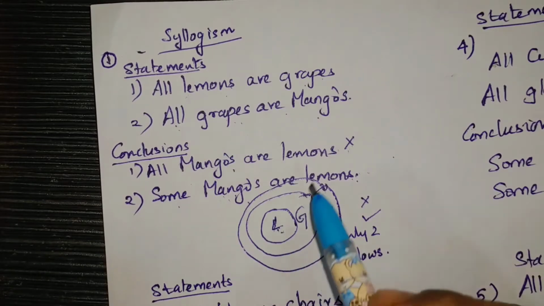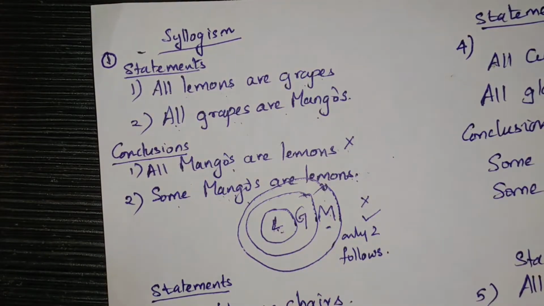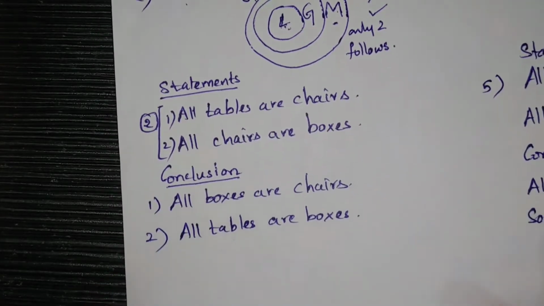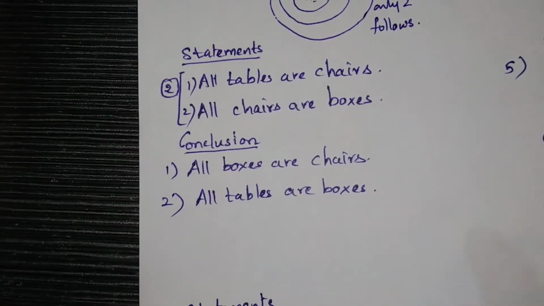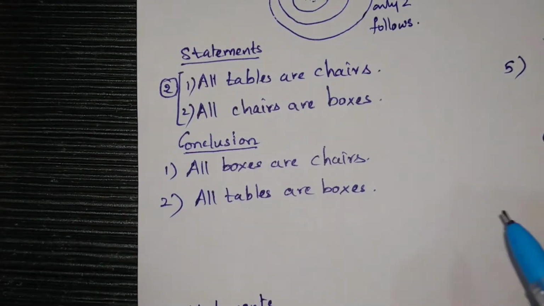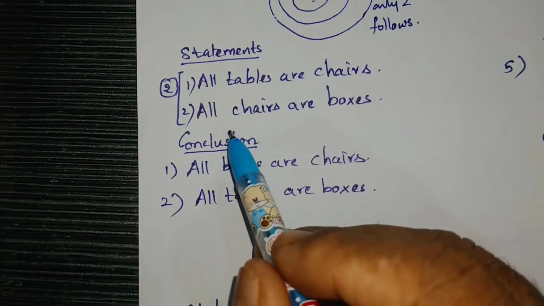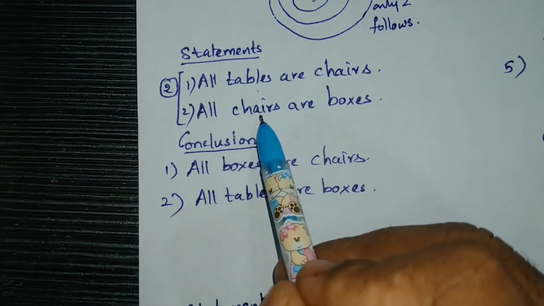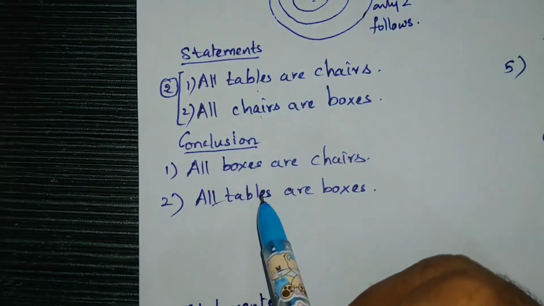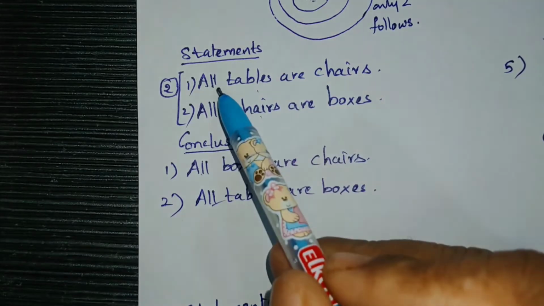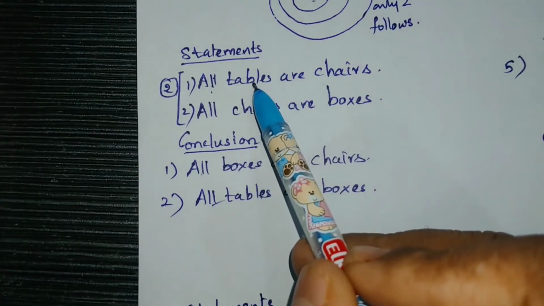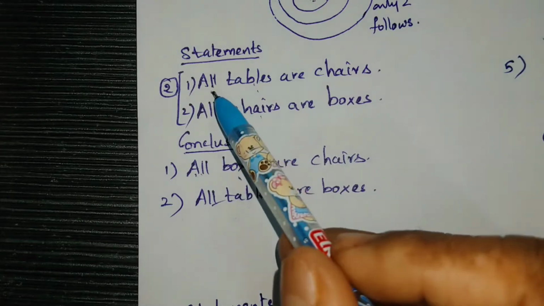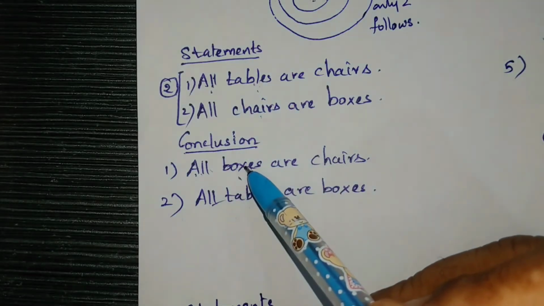Let us see one more question so that we'll have a little clarity. All the tables are chairs. All chairs are boxes. So in the statements we have all. In the conclusion, we have all and all, it follows. For example, all tables is there in the statement; if the conclusion says no table, it does not follow. All is there and no table, doesn't follow.